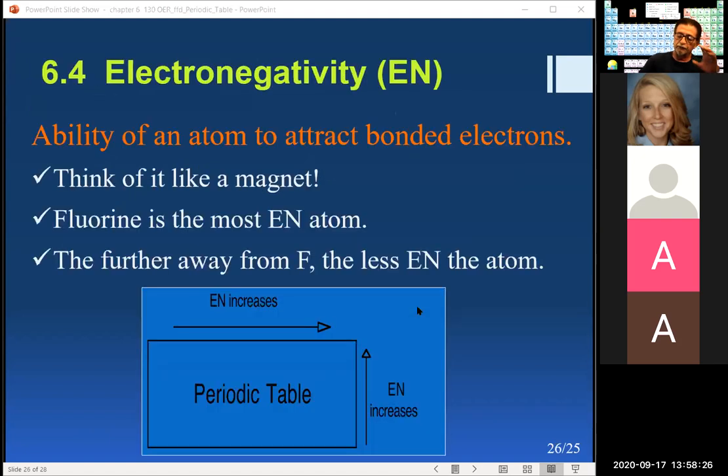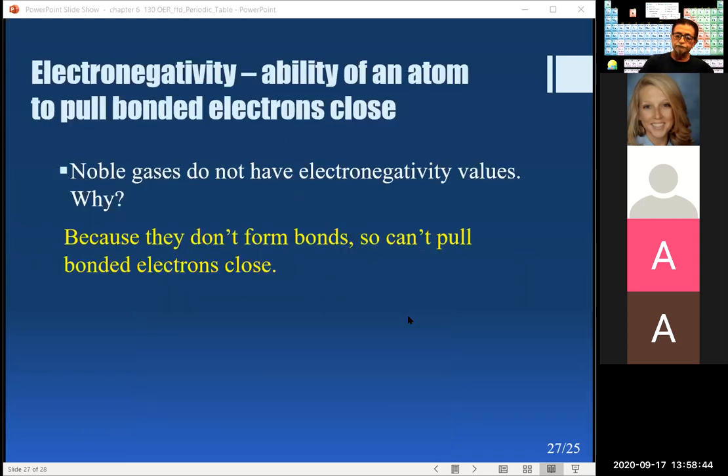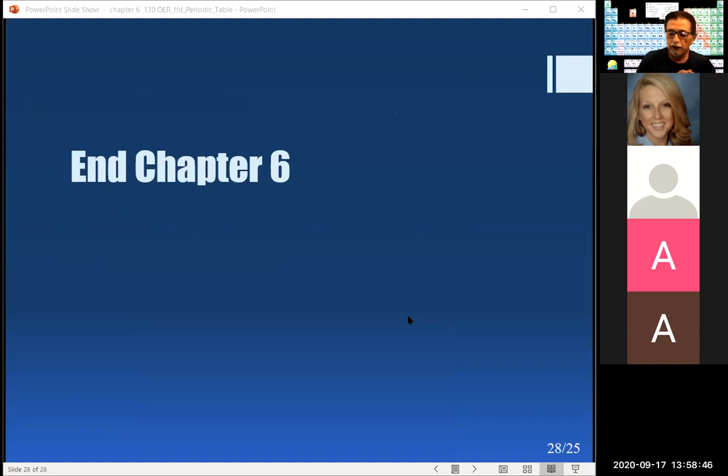So the thing to remember is electronegativity is a measure of the affinity for an element in a bonded situation to pull electrons onto itself. Okay? So that being said, guess what? We're done. All right. I'm going to leave it as such at chapter 6. We'll start chapter 7 on Tuesday.